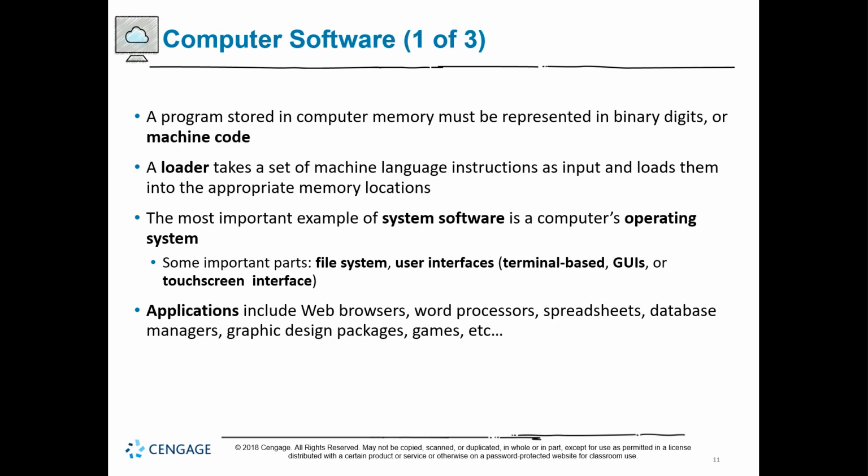There are different parts of this operating system, things like the file system, user interaction, terminal versus a graphical touch screen, and so forth. And then there's the additional content on top of the operating system. That's going to be applications: Word, PowerPoint, Excel, a web browser, games, and so forth.